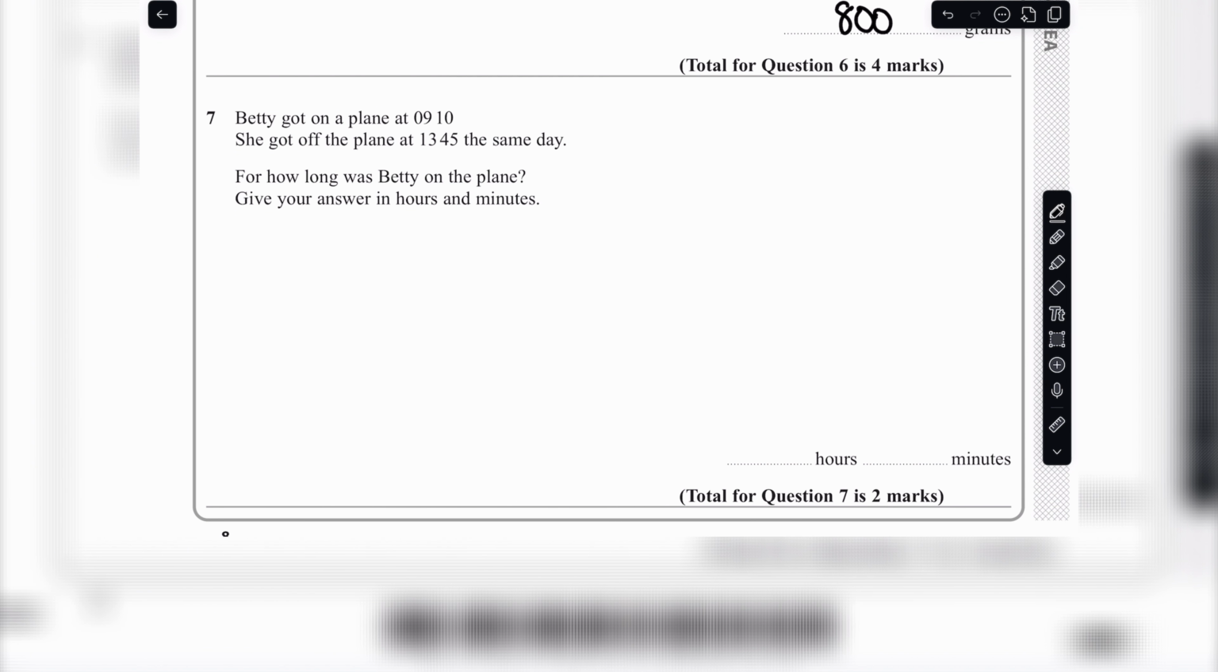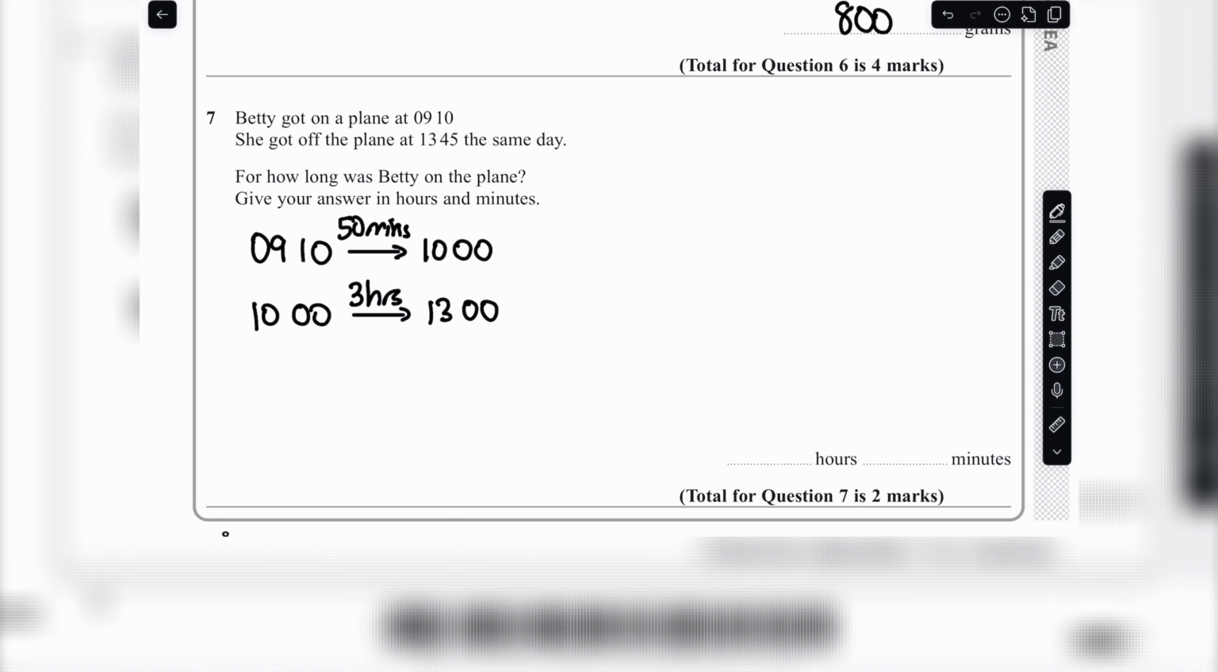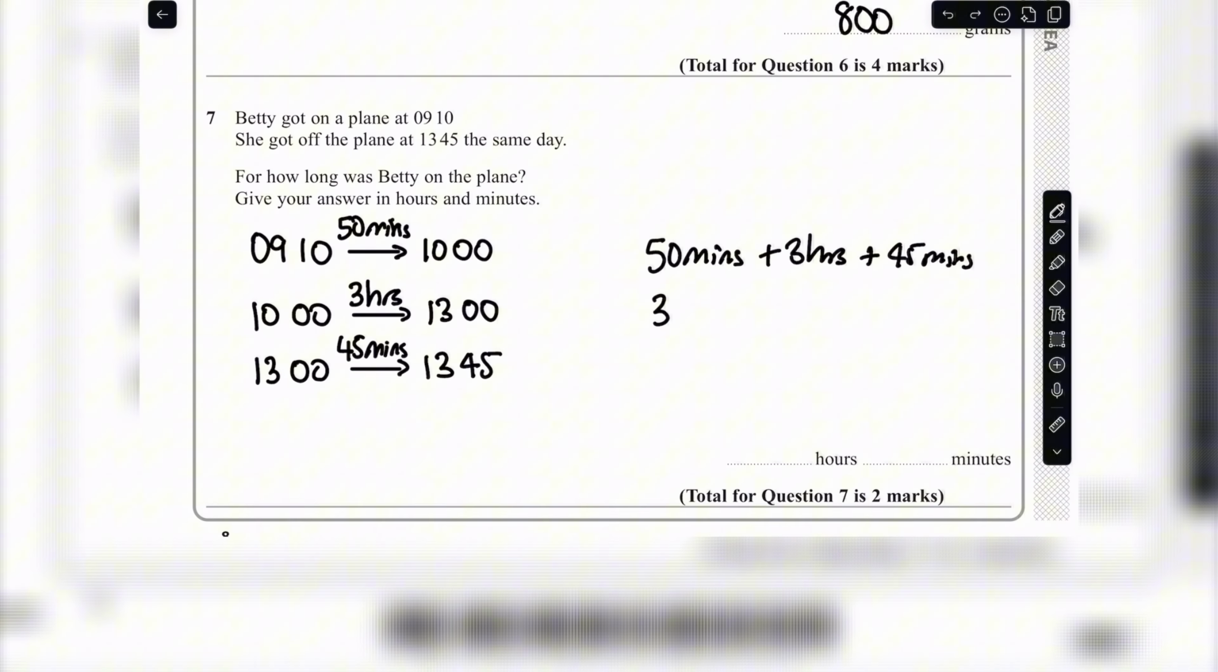In question 7, we are told that Betty got on a plane at 09:10. She got off the plane at 13:45 the same day. For how long was Betty on the plane? Give your answer in hours and minutes. So from 9:10 to 10 o'clock, that will be a total of 50 minutes. And from 10 o'clock to 1 o'clock, that will be a total of 3 hours. And from 1 o'clock to 1:45, that will be a total of 45 minutes. So if we add all these values together, we have 50 minutes plus 3 hours plus 45 minutes. So we have 3 hours plus 95 minutes.